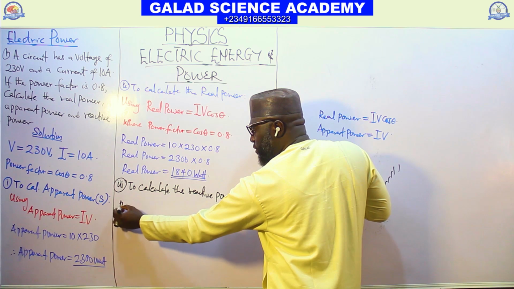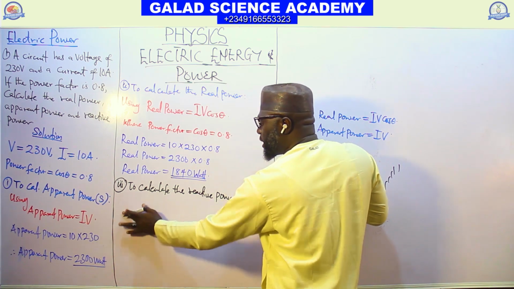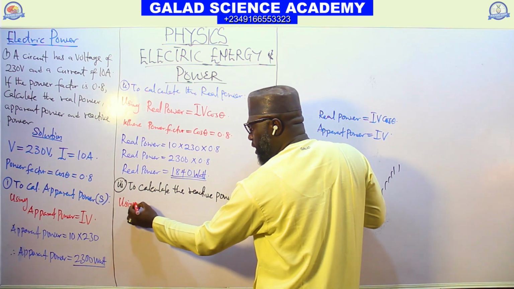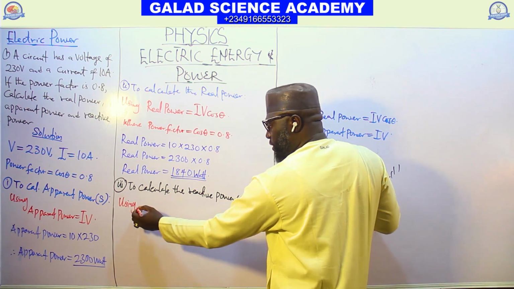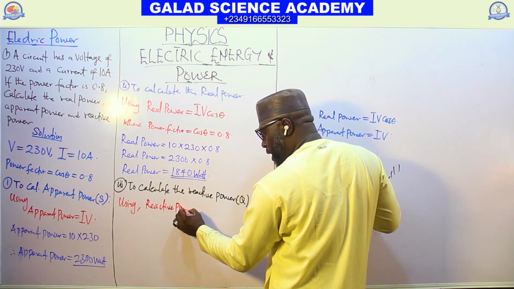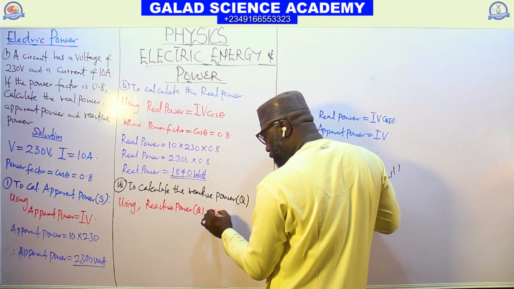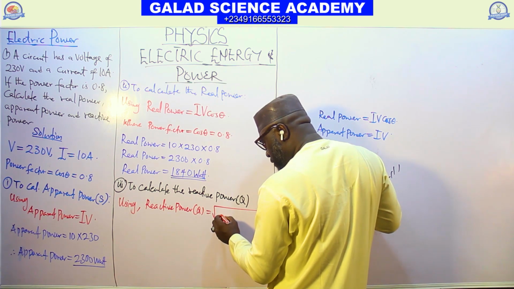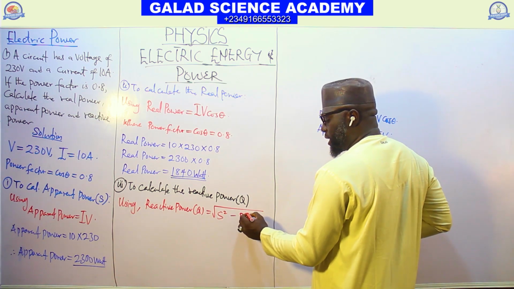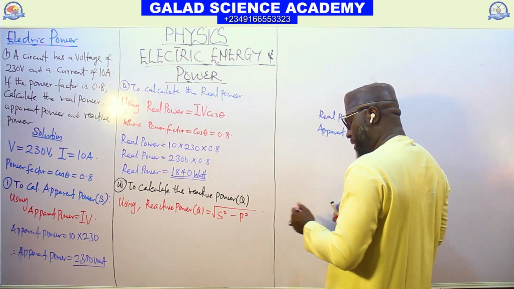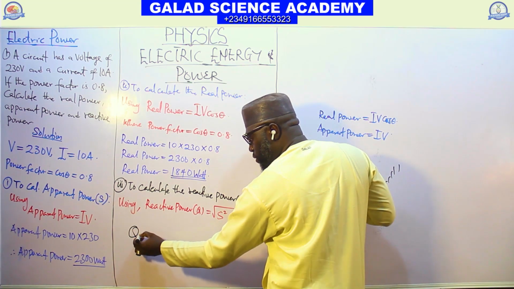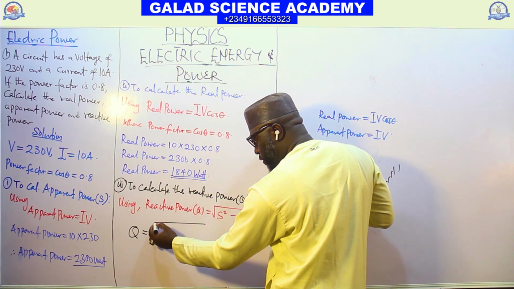So the reactive power, let me write it out using this. Reactive power Q is the square root of S squared minus P squared. You remember it? Let us apply the formula. We have Q equal to the square root of this.